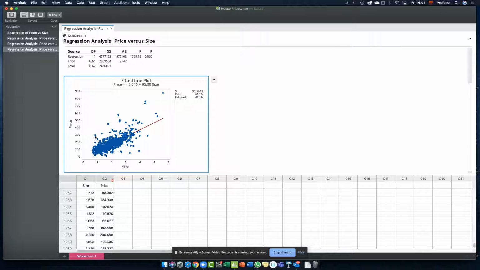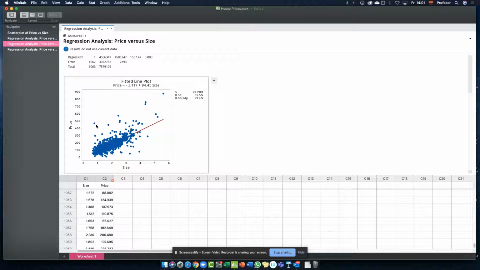Why? Because that single point was not behaving like the rest of the information. It was behaving very differently. So that single point can change everything in the regression.